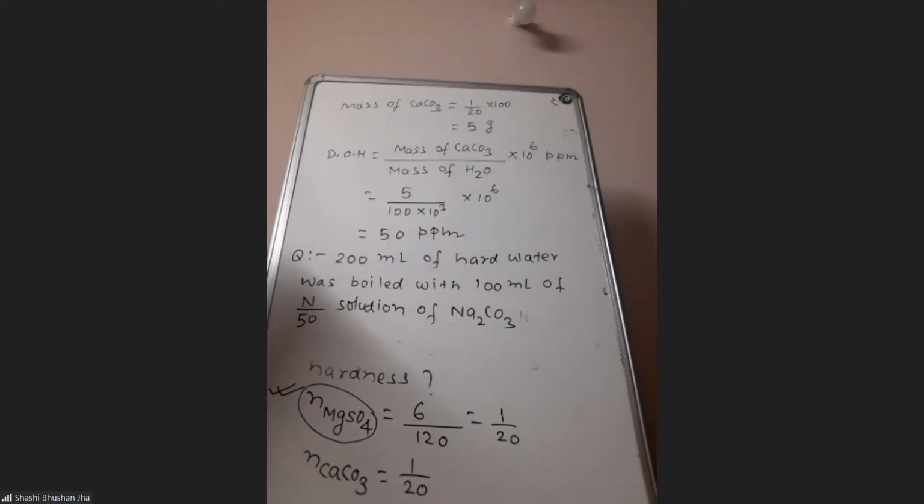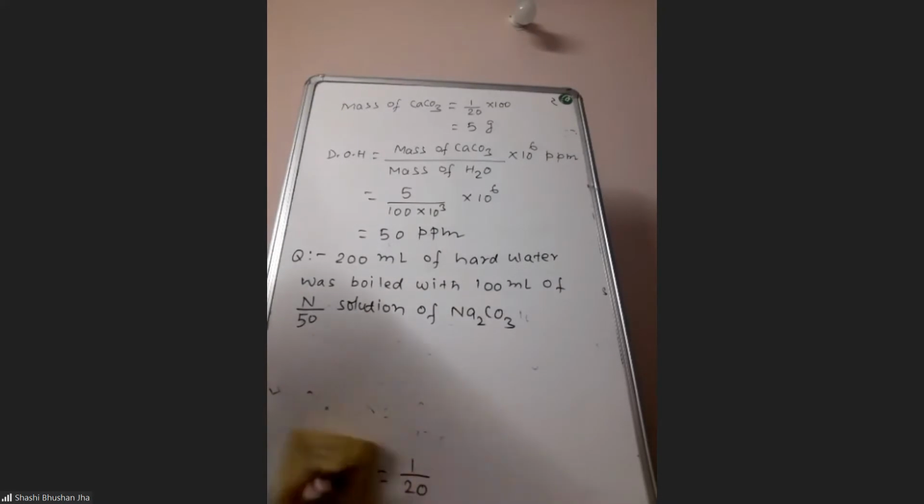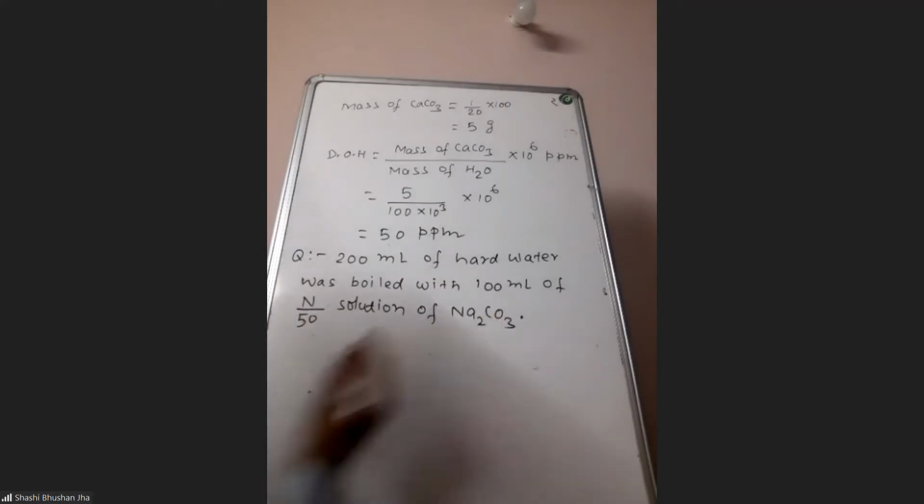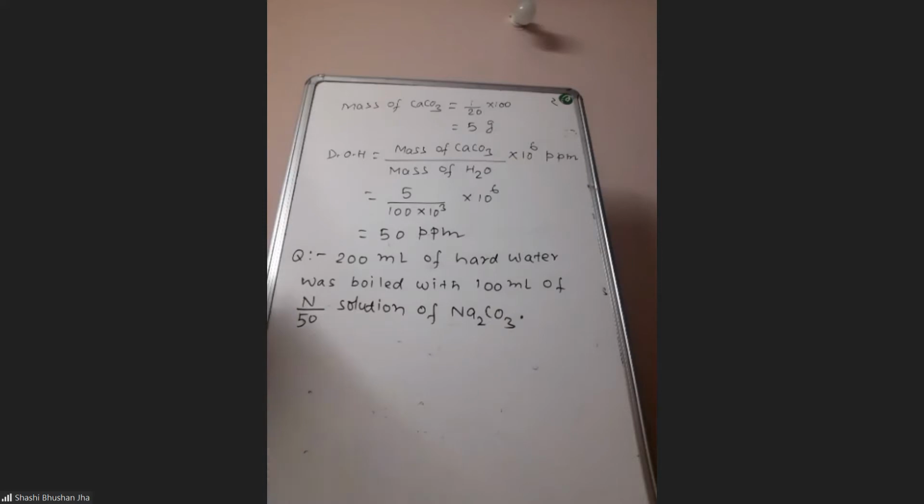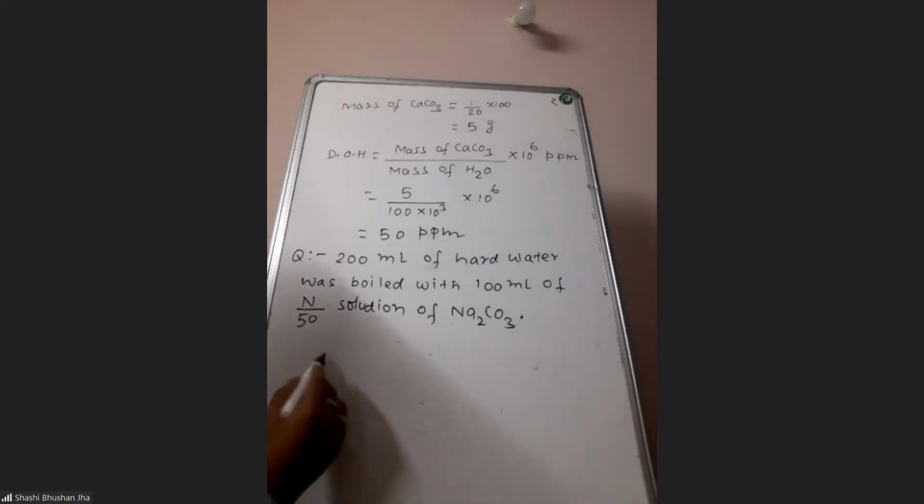After boiling, the volume was again made to 200 milliliter. Even after boiling, the final volume is 200 milliliter only. So after boiling, the volume was again made to 200 milliliter and the solution was filtered.